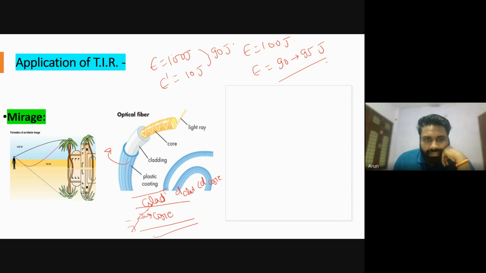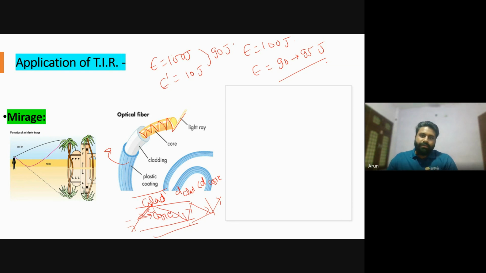So if this ray falls at an angle which is greater than the critical angle, this ray is completely reflected again. It will be reflected again. So you can see in this also, this ray is going in this direction. And this is the signal. The transfer of signal is possible because of the TIR.